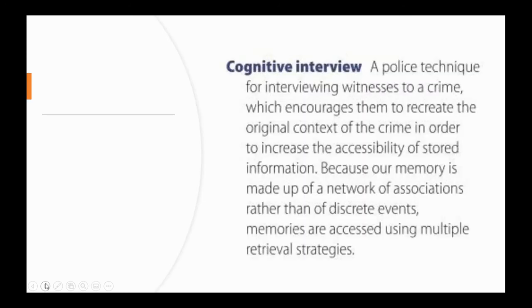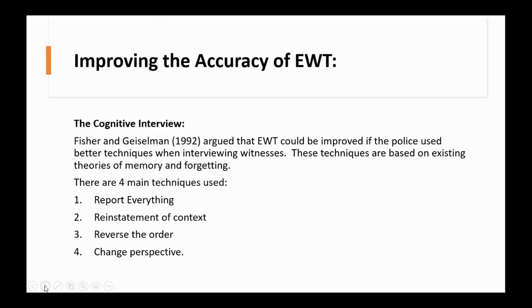The cognitive interview is a police technique for interviewing witnesses that recreates a context. So we're using the information in terms of retrieval to try to enhance people's recollection of an event. The cognitive interview has 4 techniques that can be used: report everything, reinstatement of context, reversing the order, and changing perspective. If you can find some mnemonic to remember them, that would be helpful. It doesn't really matter what order they're in, but the 4 components of the cognitive interview are important.